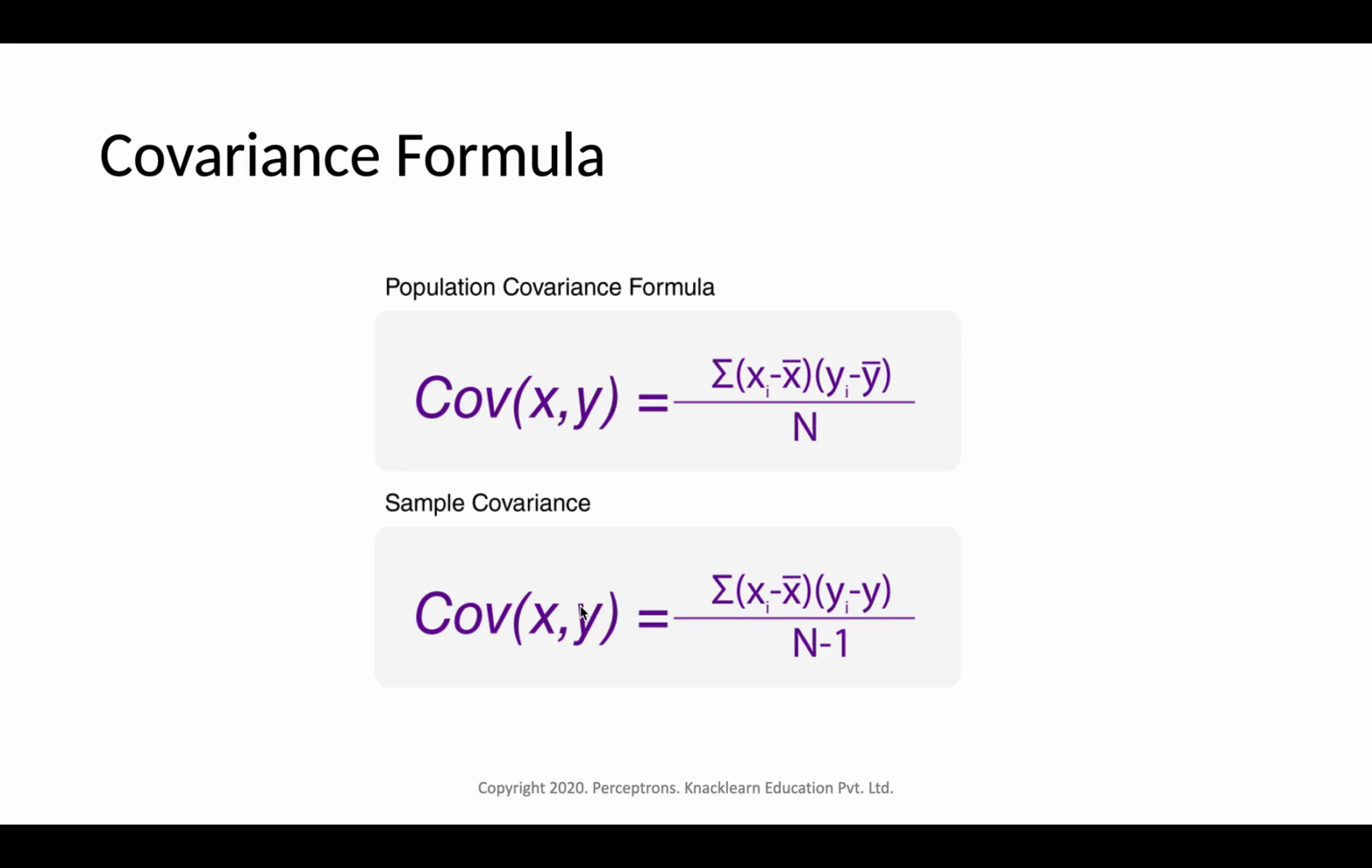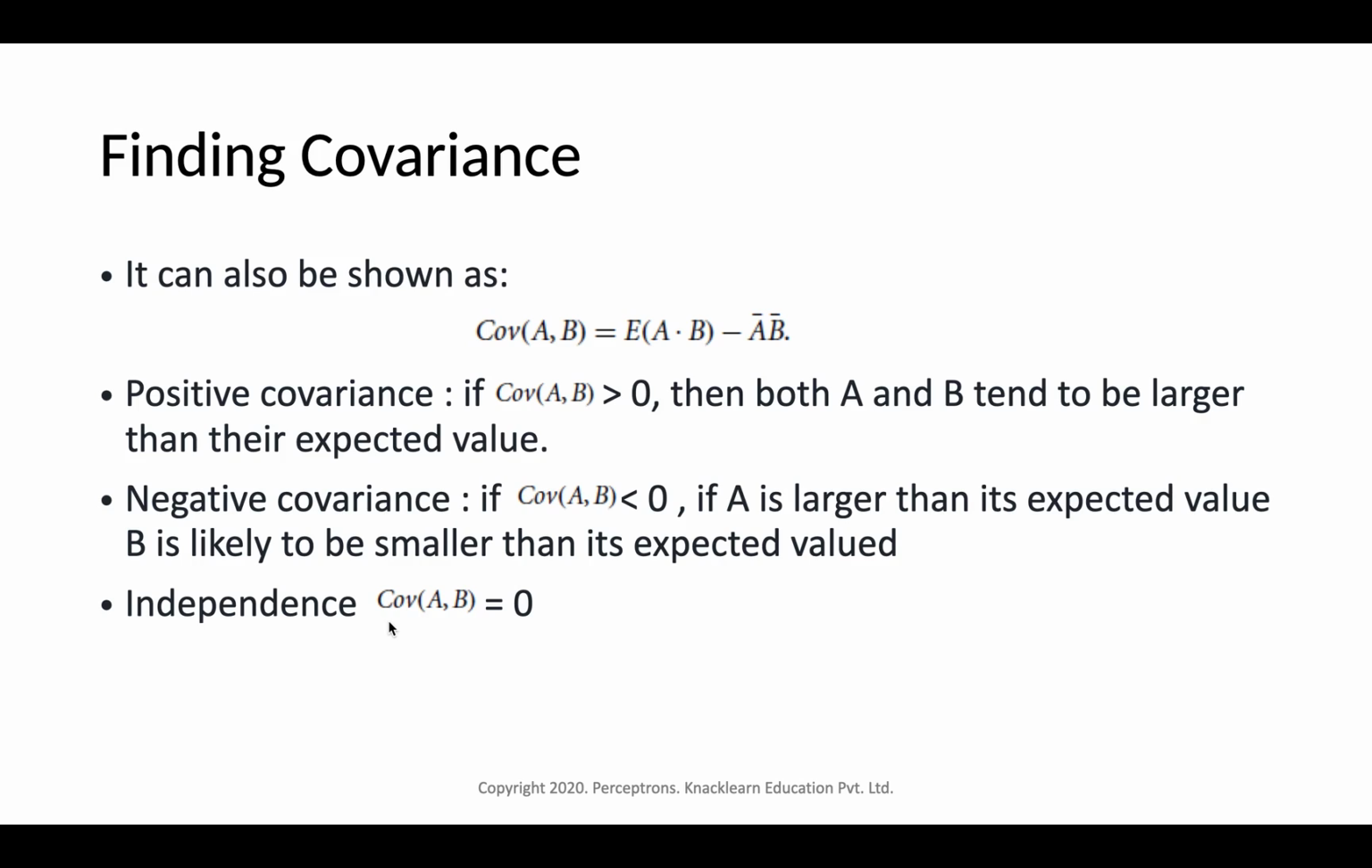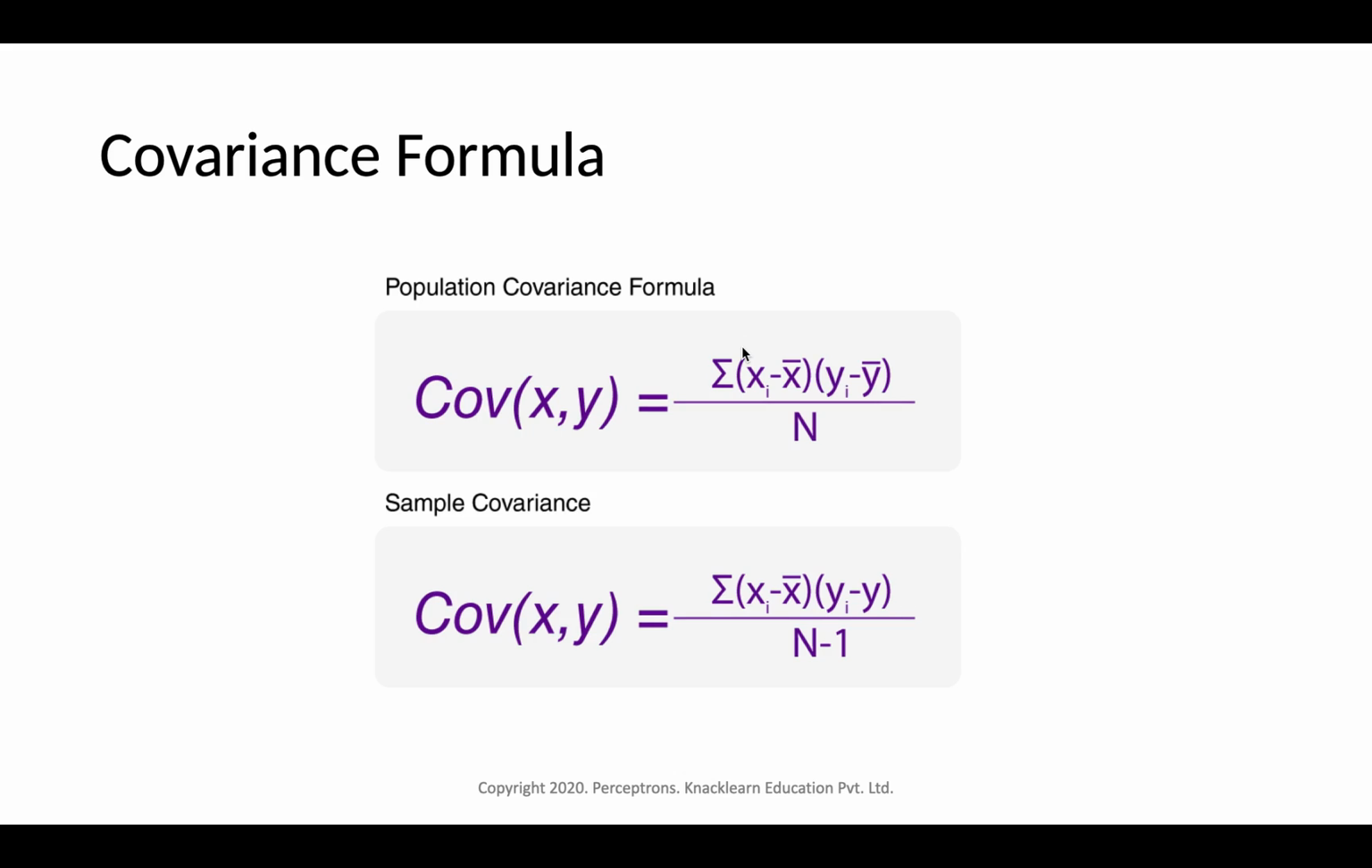Now, if we take the covariance of x with x, the same variable, then that is nothing but the variance itself. So it will be the summation of x minus x mean whole square divided by n minus 1. So the covariance of a single variable is nothing but the variance, and the covariance of two variables is given by the summation of x minus x mean into y minus y mean divided by n minus 1. So this is the formula for finding out the covariance. We can also use this formula, that is the expected value of A and B minus A mean into B mean. So we can use either of these to find out the covariance.